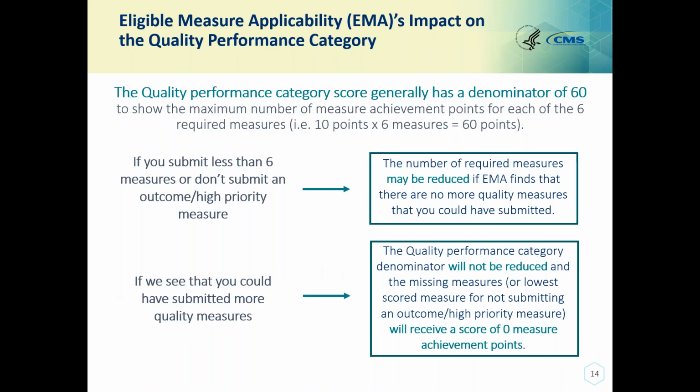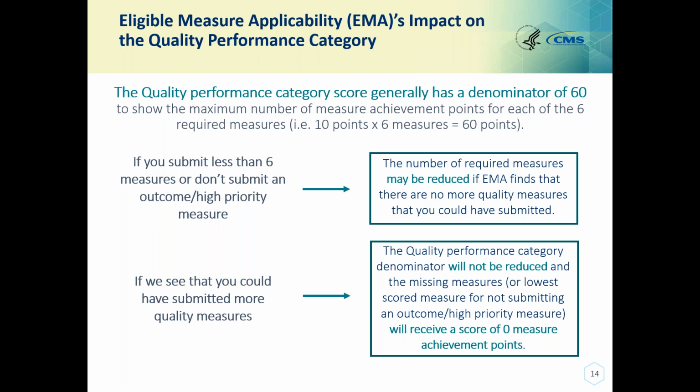Here's the impact at the quality performance category level, with the normal understanding that the denominator should be 60 and the maximum number of measure achievement points for each of the 6 required measures is 10 points. So we have 10 points times 6 measures equals 60 points.